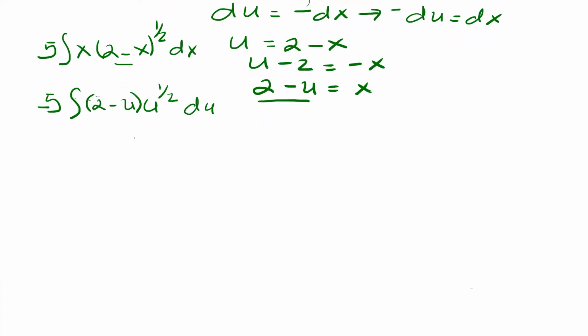And now, before we integrate, I know you're thinking, okay, we're ready to integrate. But before we integrate, what I really want to do here is distribute my u. So I'm going to distribute u to the 1/2 to my negative u, and I'm going to distribute it over here to 2. Okay, so that gives me negative 5, don't lose your negative sign, times the integral of 2u to the 1/2 power. Now, minus u to the first power is really u to the 2 over 2. So this is going to be u to the 3/2 power du.